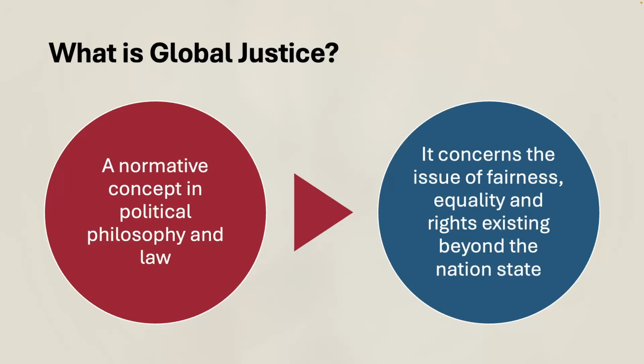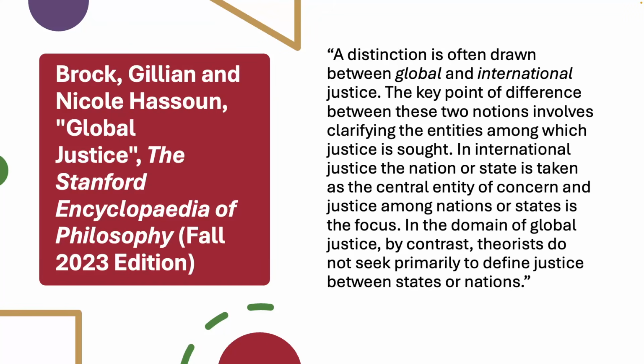Now, literature on global justice is often distinguished from the subject of international justice. According to the Stanford Encyclopedia, a distinction is often drawn between global and international justice. The key point of difference between these two notions involves clarifying the entities among which justice is sought. In international justice, the nation or the state is taken as the central entity of concern, and justice among nations or states is the focus.